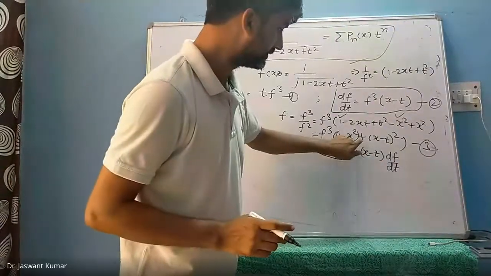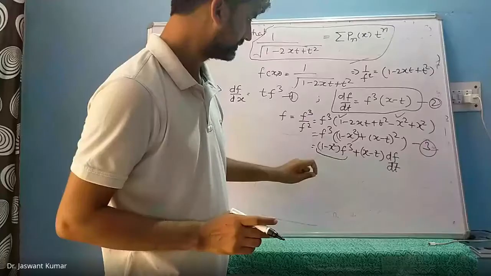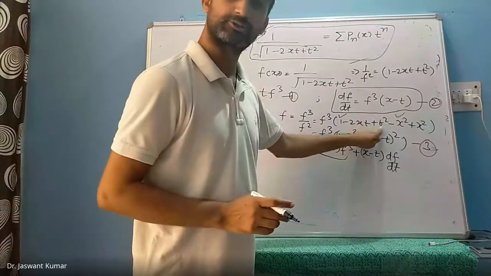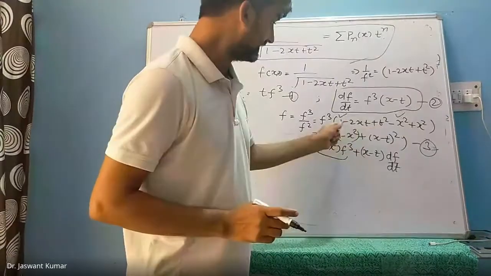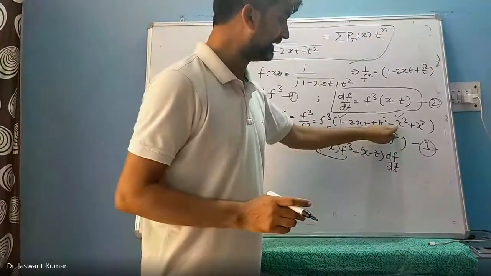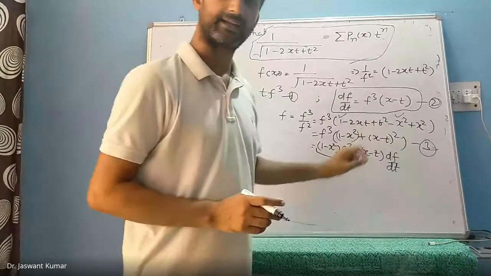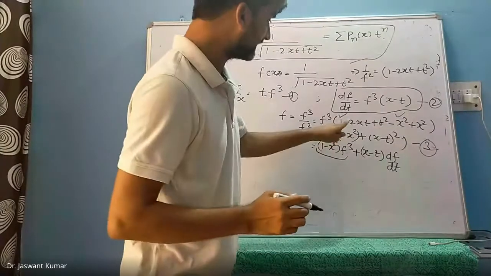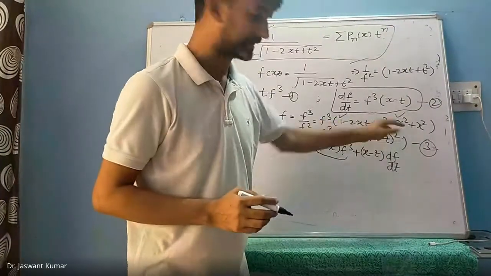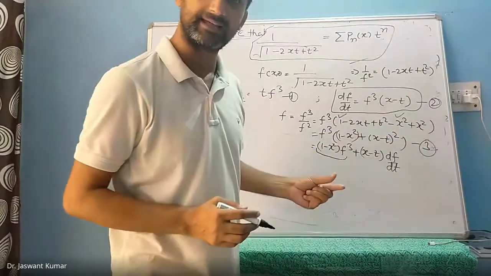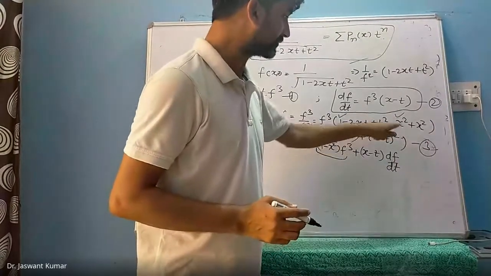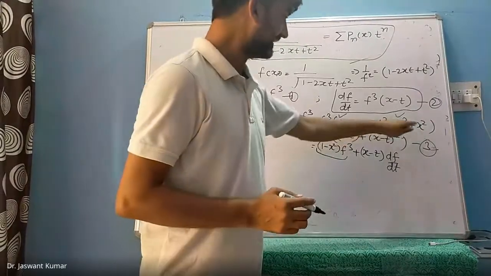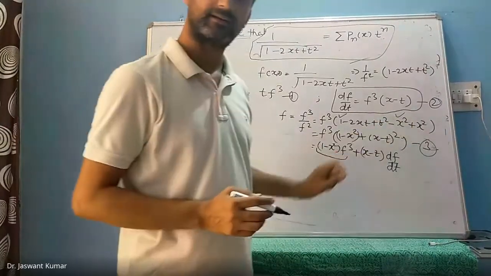Look, this was f cube, right? 1 by x square is 1 minus 2xt plus t square. In this 1 minus 2xt plus t square, we add and subtract x square. If we add and subtract x square, then there is a term 1 minus x square. That 1 minus x square we put over here, and apart from it there is a term plus x square plus t square minus 2xt. That is x minus t whole square.